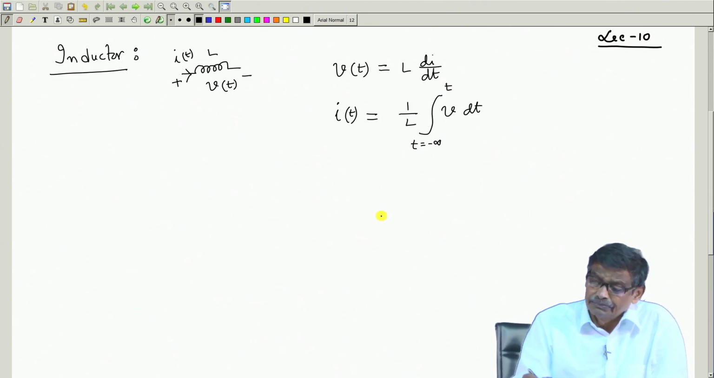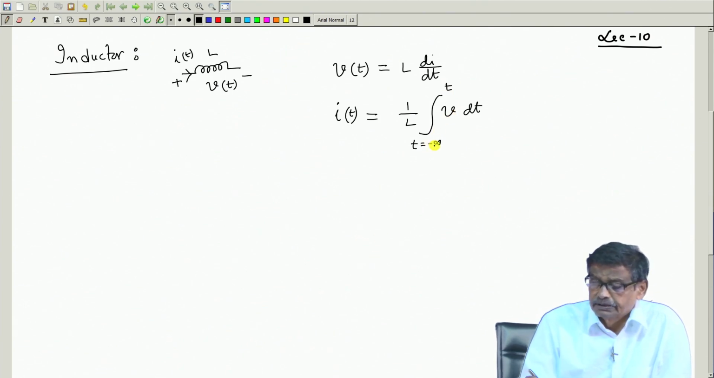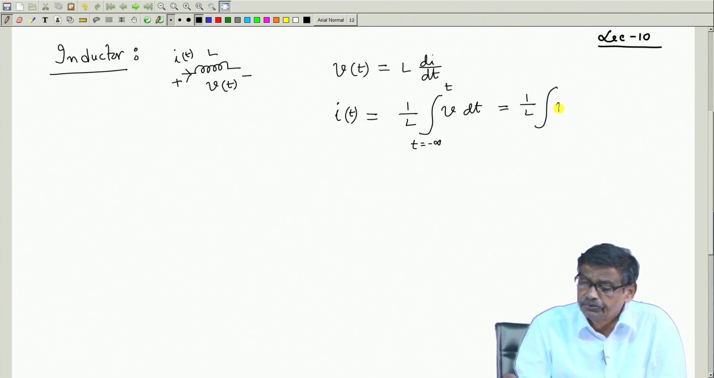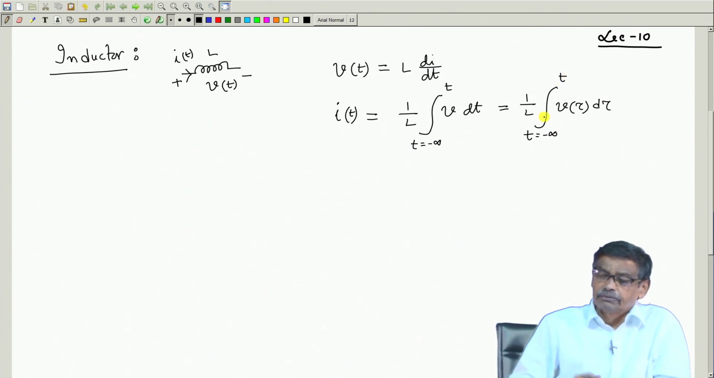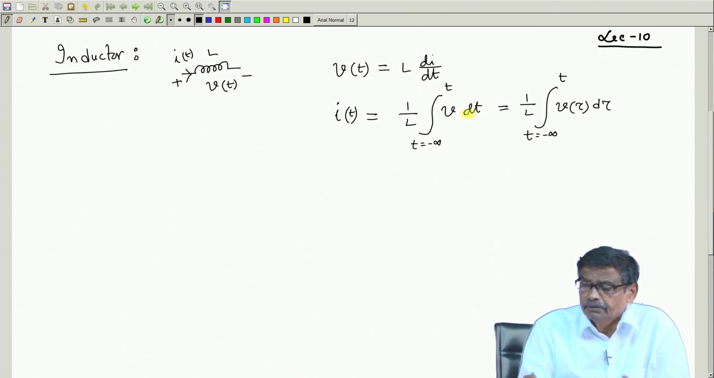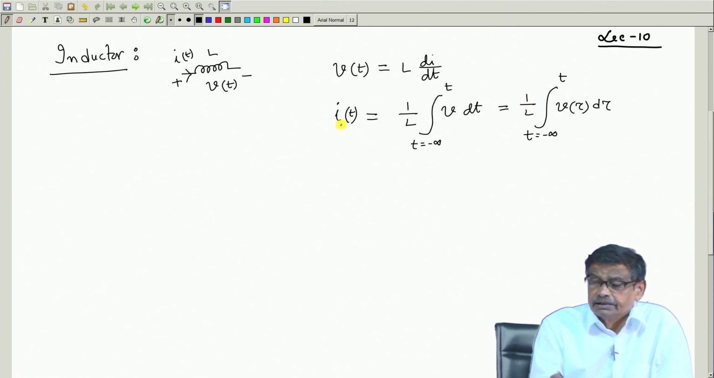Sometimes this creates confusion. This definite integral will not change if you give it some other variable, V tau and d tau, and write the limits from minus infinity to t. It is one and the same thing, because it is after all a definite integral, so you can change the variable to anything. I have written tau inside, and I am interested to know the current at time t.